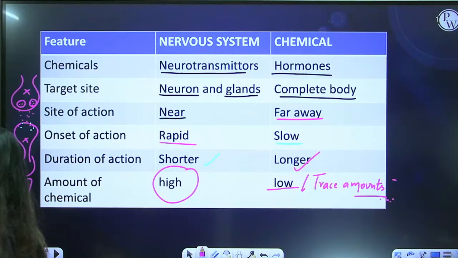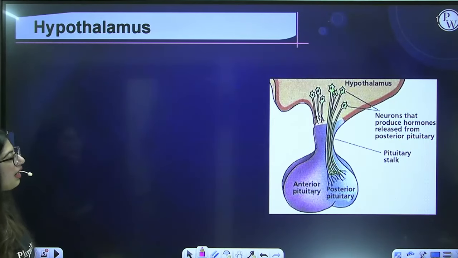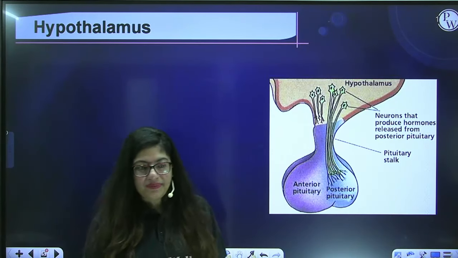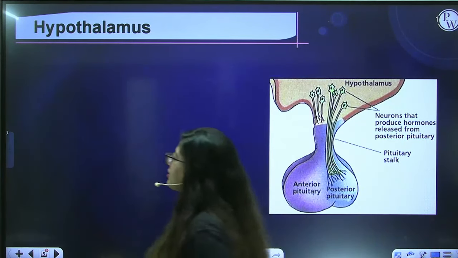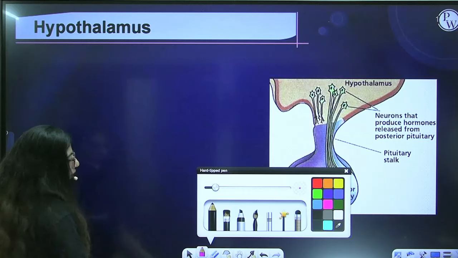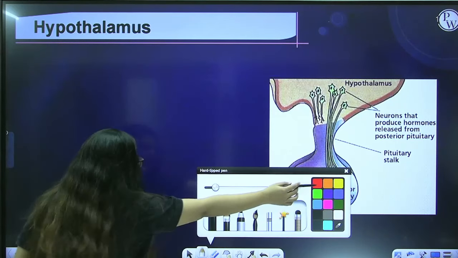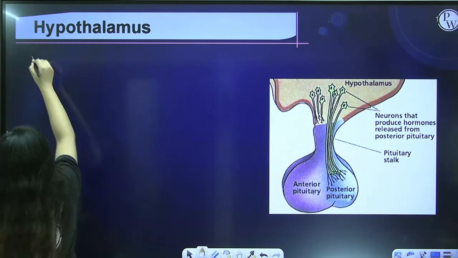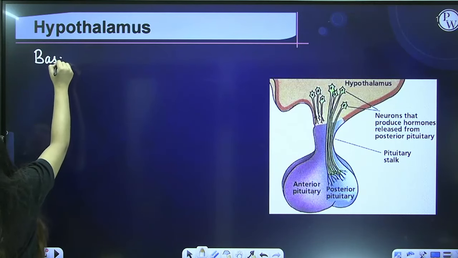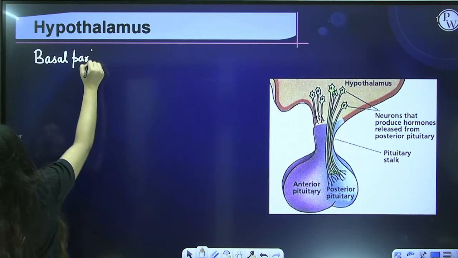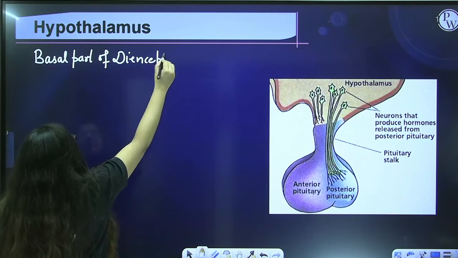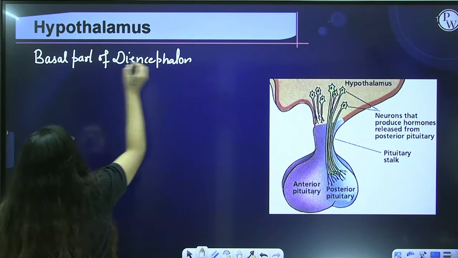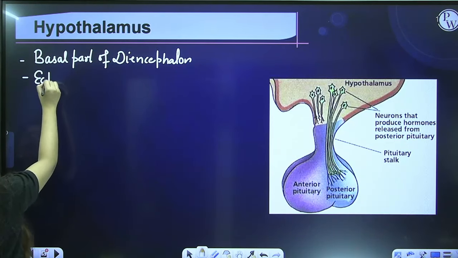Okay. All right, guys. So let's get started with the first gland, and that is the hypothalamus. So, the hypothalamus, where is it present? It is present in the basal portion, or the base, of the diencephalon, if you remember. It forms the basal part of the diencephalon. Since it is a part of the nervous system, it will be ectodermal in origin.